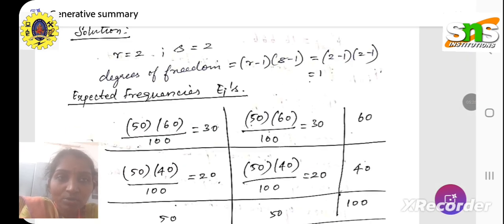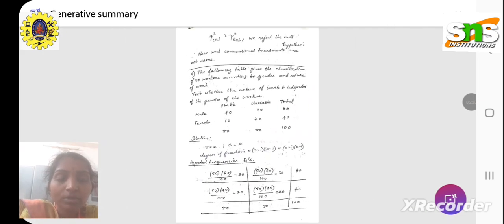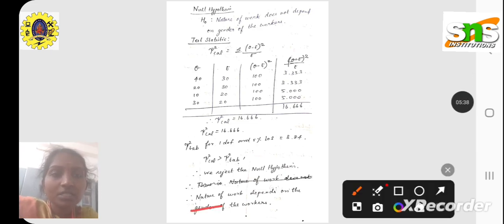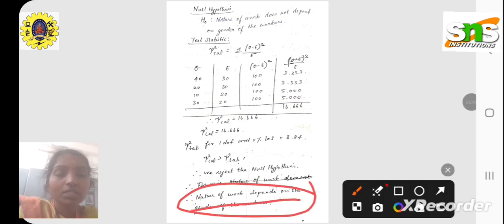As per the formula given, we have transformed the raw data into observed frequencies and expected frequencies, and from them we have inferred that the nature of the work depends on the gender of the workers. So this is what we have concluded using the chi-square test.